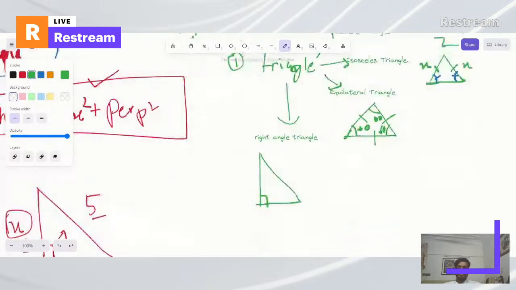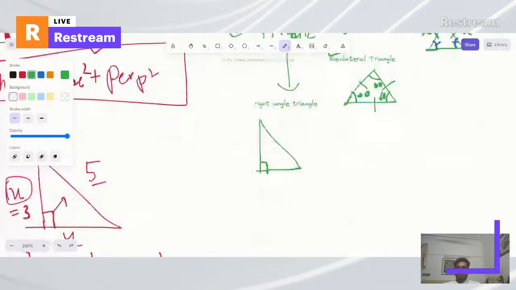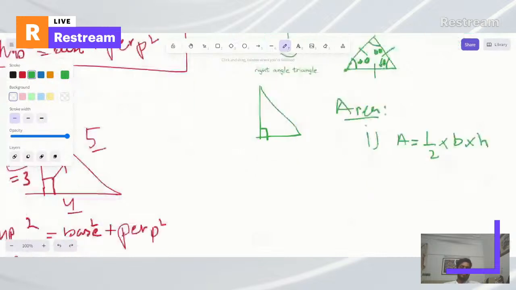Now, there's another shape, right? But first let's just complete triangles. In terms of triangles, there are two formulas to find out the area of a triangle. One formula is area equals half multiplied by the base multiplied by the height, right?